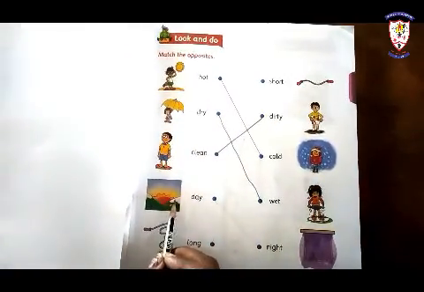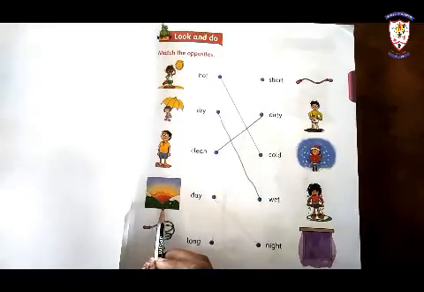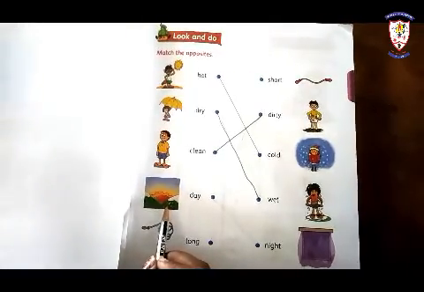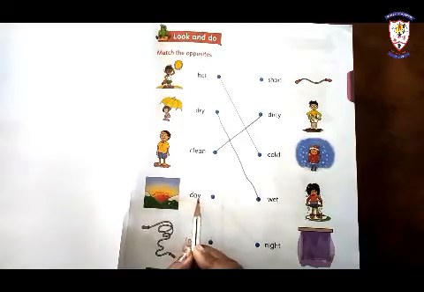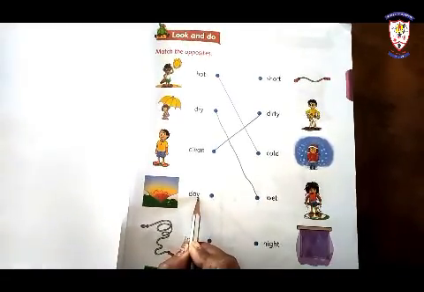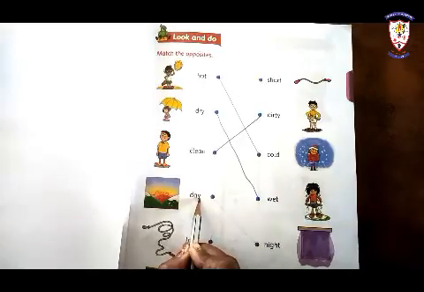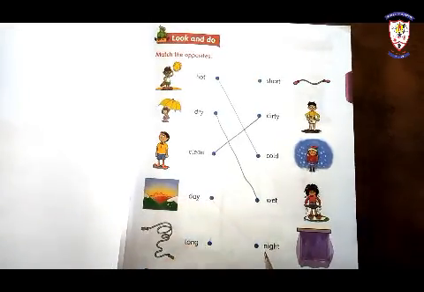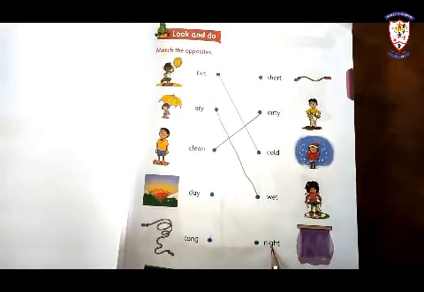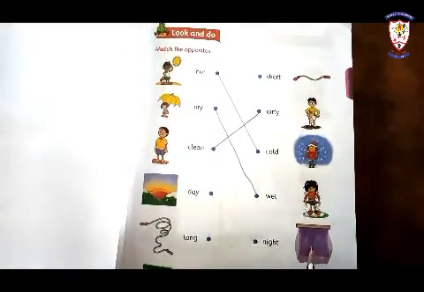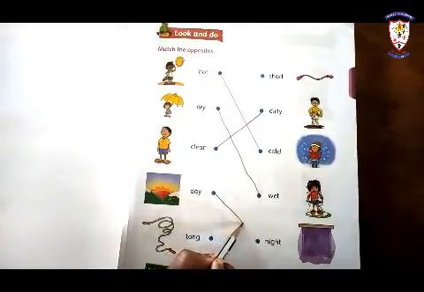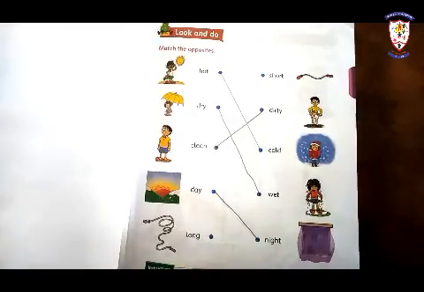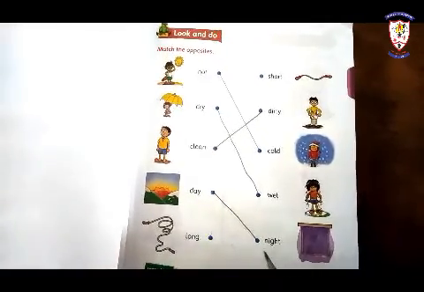Now, in the next picture, the sun shines in the morning. So, it is day. D A Y, day. So what is the opposite of day? Yes, night. N I G H T, night. So we have to match this word like this.